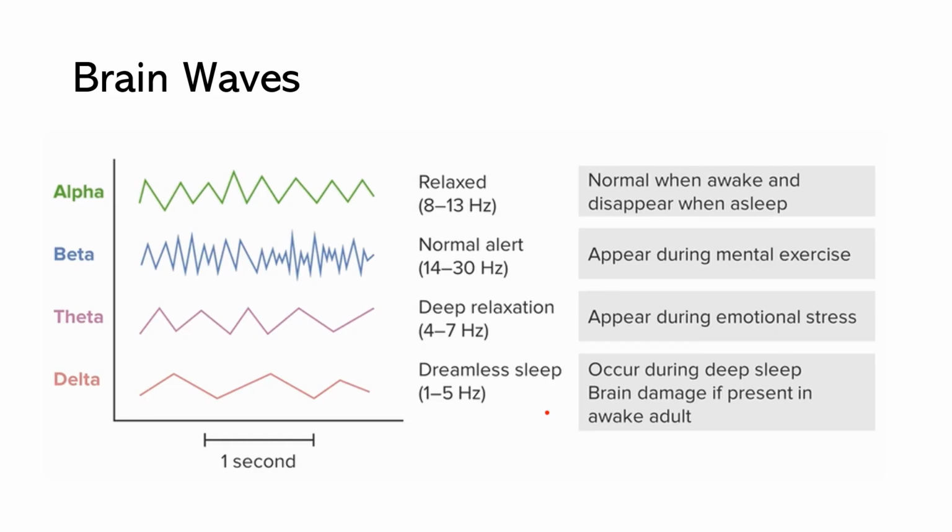Do you now understand why I harp on you guys so much about lowering your stress levels in order to do well on a test? We don't want theta waves when we're trying to take our tests. We want beta waves. And then finally, we have our delta waves. Delta waves are only present when we're asleep. They're small, about 1 to 5 hertz. If delta waves are present in an awake adult, this indicates some type of brain damage.